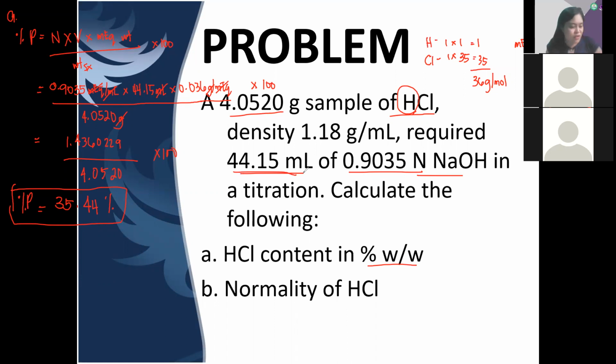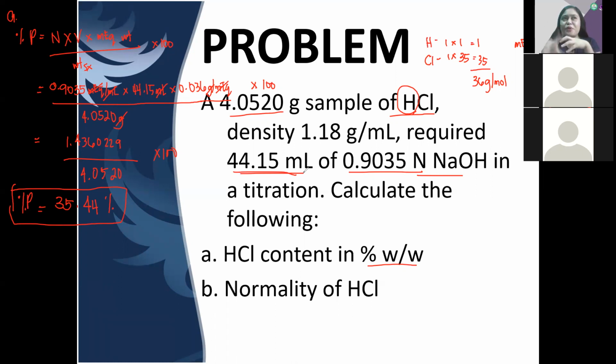That's what you did. Let me see. So the weight of solute is HCl, and the weight of solvent is NaOH. Oh, okay. But take note that titration was done here. Did you do titration in the laboratory? You are not making a solution here.